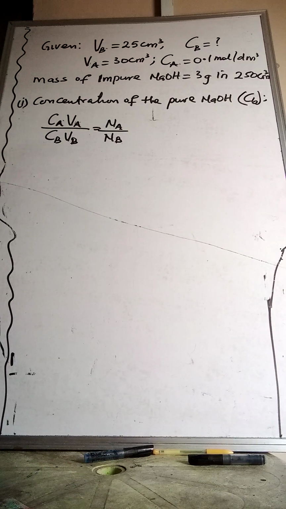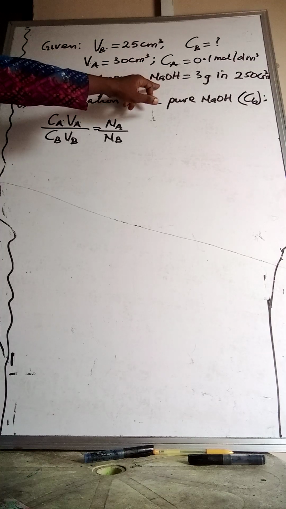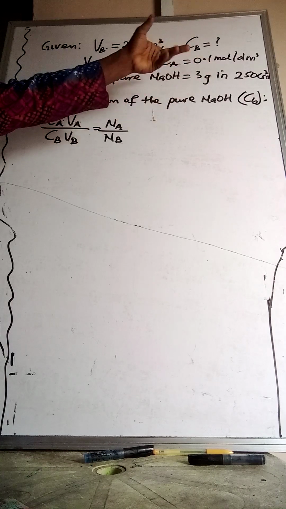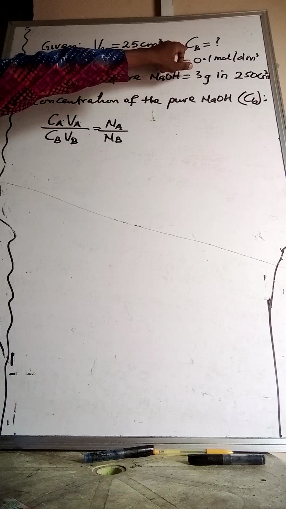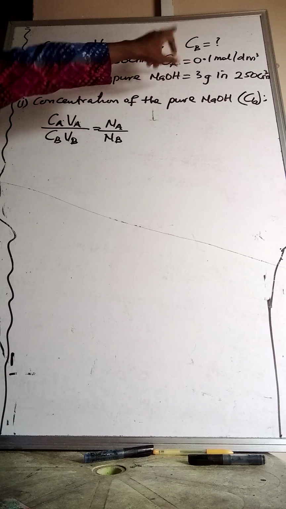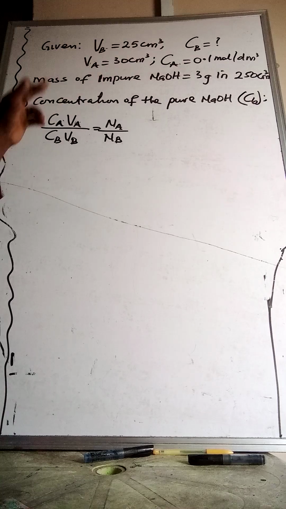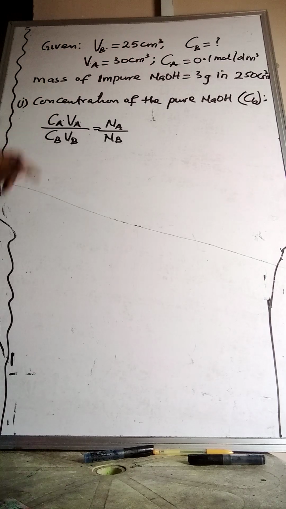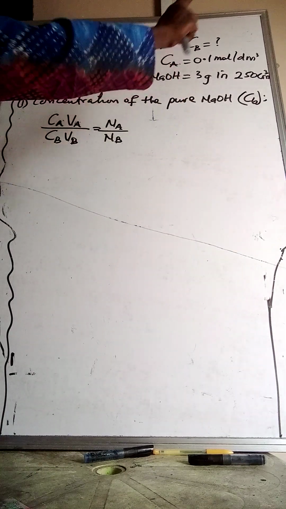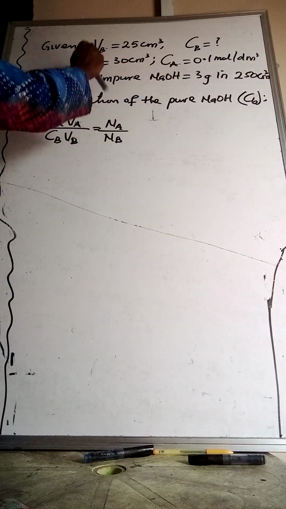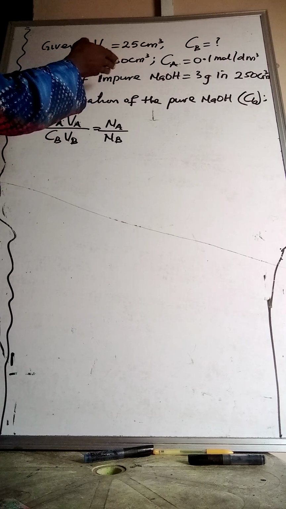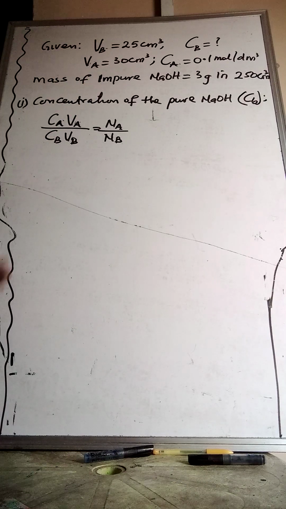Now, this is the information given in the question. The mass of impure sodium hydroxide is 3 grams in 250 cm³, while Cb is the molar concentration, that is mole per dm³, of the base we are looking for in Roman figure 1. Ca is the molar concentration, which is mole per dm³, for the acid. Va and Vb are the volumes of acid and base respectively.